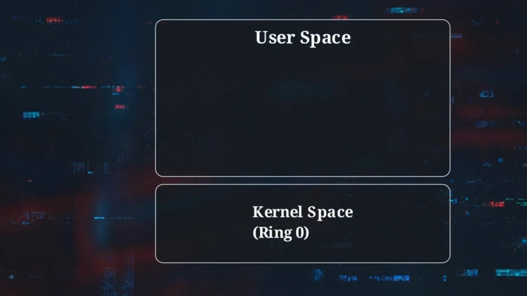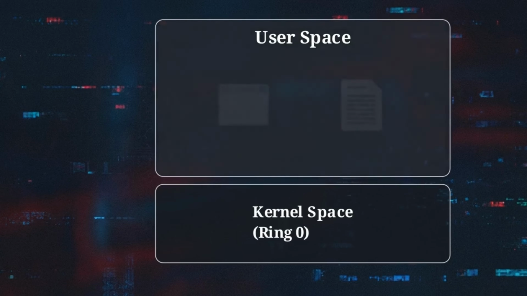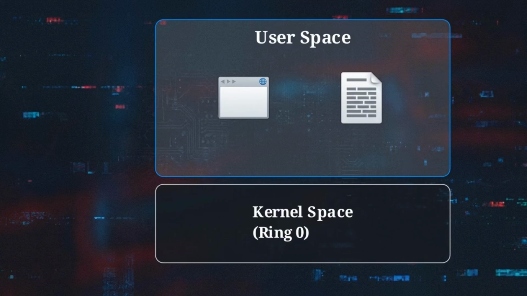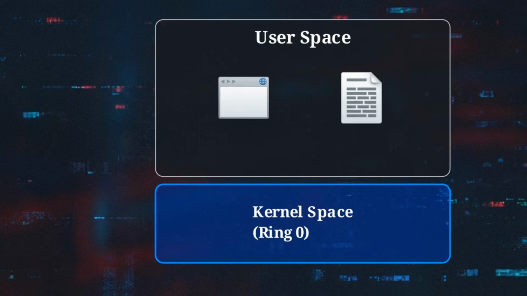This architectural model shows how Windows is divided into strict layers. At the top is user space, where applications like web browsers run. Down at the very bottom, forming the foundational core, is kernel space, known as Ring 0.